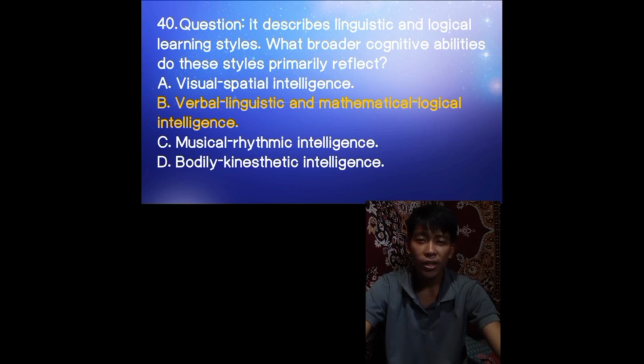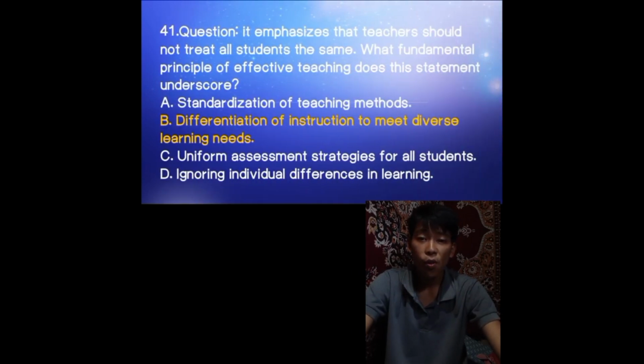So linguistic learners excel in verbal skills while logical learners demonstrate strength in mathematical and logical reasoning, aligning with Gardner's multiple intelligence theory. So number 41, the correct answer is letter B, differentiation of instruction to meet diverse learning needs.